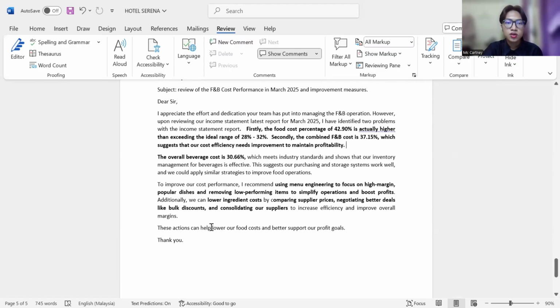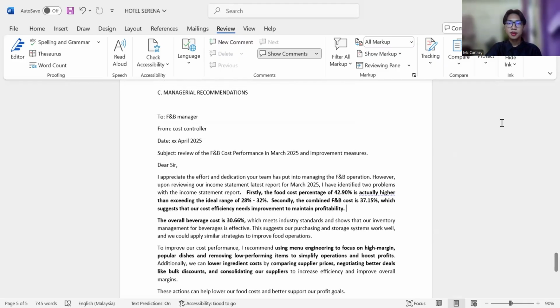To improve our cost performance, I recommend using menu engineering by focusing on high-margin, popular items and removing low-performing items. Second, lower ingredient cost. We can lower ingredient cost by comparing deals like bulk discounts and consolidating our suppliers. This is all for me for my first assignment.